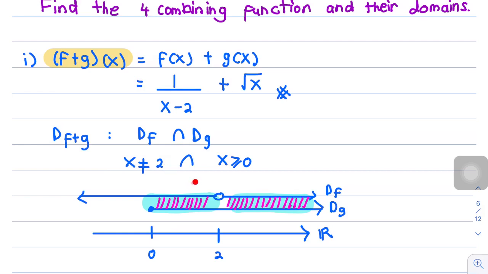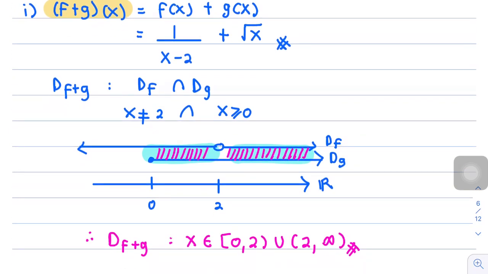So intersection means you have to find the double line area. So this is all the area of the double line. So your answer will be from 0 until 2. 0 is close bracket, which is included this value, until 2 open bracket, union with 2 until infinity.